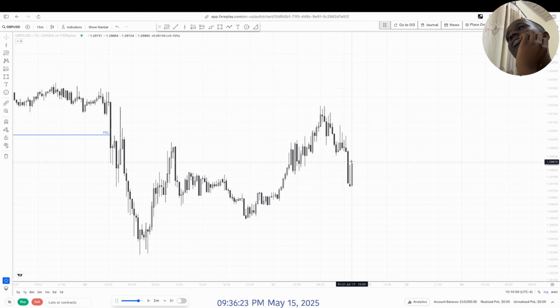Fair value gap pretest, but then I don't know, I don't trust this. So you've got a sweep, a shift here, and then a fair value gap pretest, but then I don't think this one is a strong one. I don't think you can take a sell trade targeting these lows.